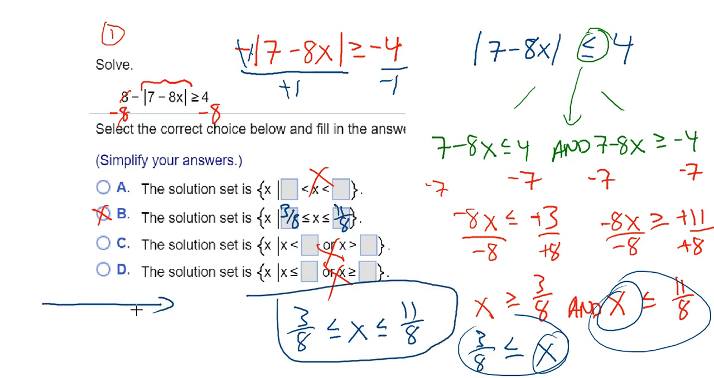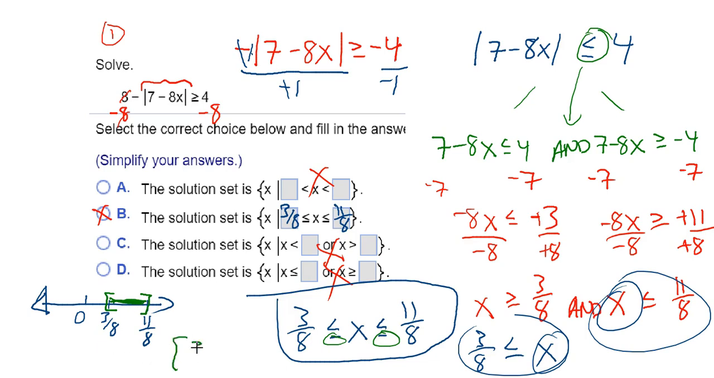As a graph, you're just going to shade between those 2 numbers. Sorry, this is kind of starting to lag here a little bit. So here's 0, 3/8 right here, 11/8 right here. So make sure you put them in numerical order, right? 3/8 is smaller than 11/8. They're both positive though, so they're both to the right of 0. So I'm going to shade in between those 2 numbers, if I can. All right? Brackets on the 3/8, brackets on the 11/8 because of the equals to. So that's what the graph looks like.